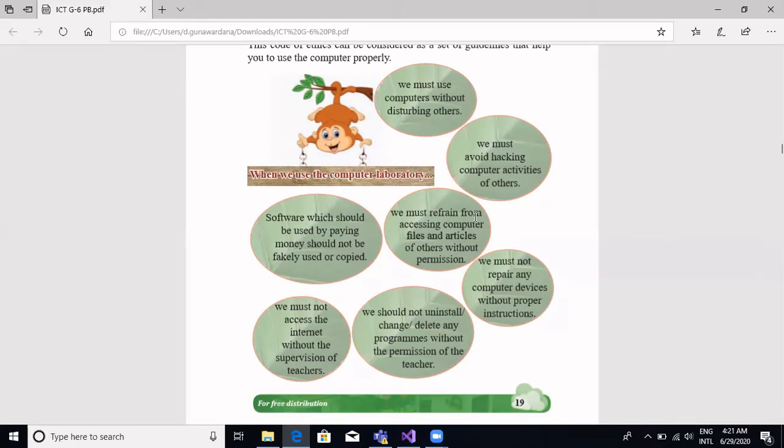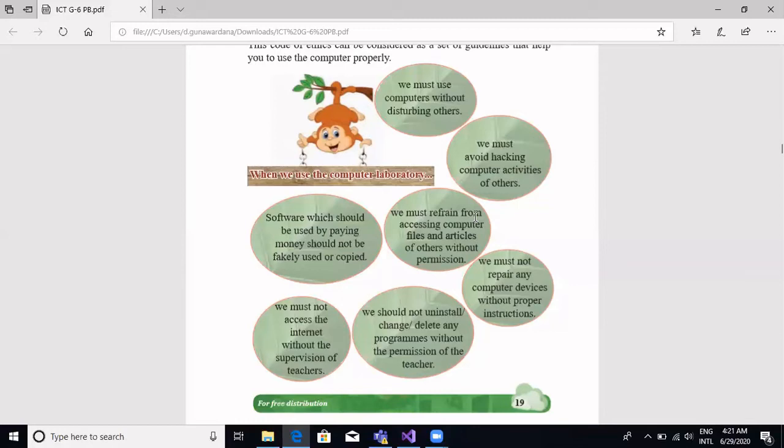We must not repair any computer devices without proper instruction. This is especially for boys, right? You may think you are an expert also of electronic devices and all. Don't break the system circuits. Look into that. Don't do those things. Please take the help of an expert.